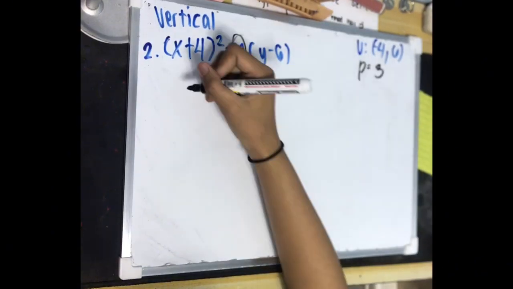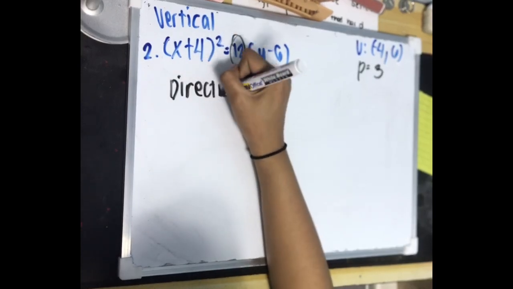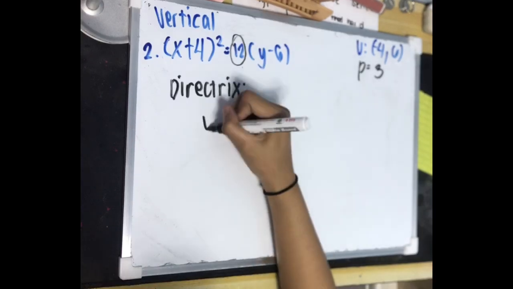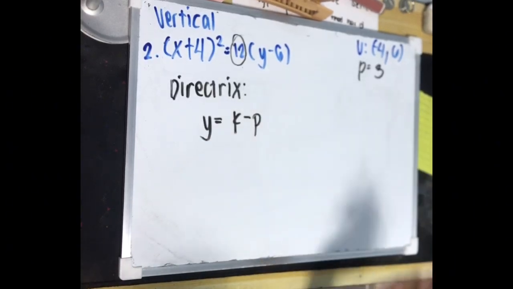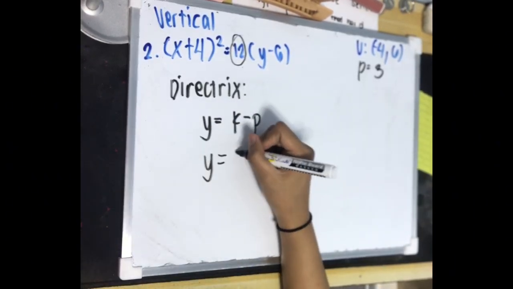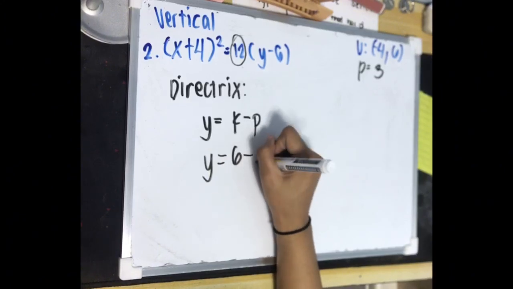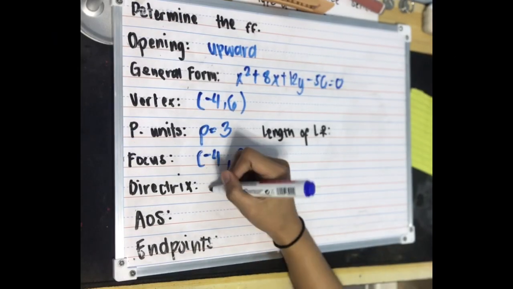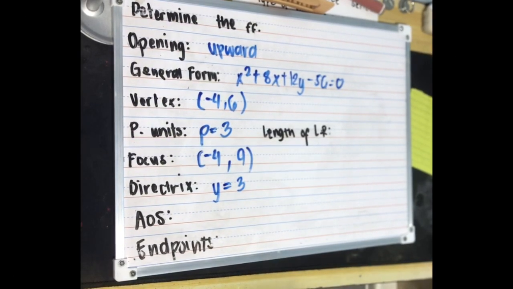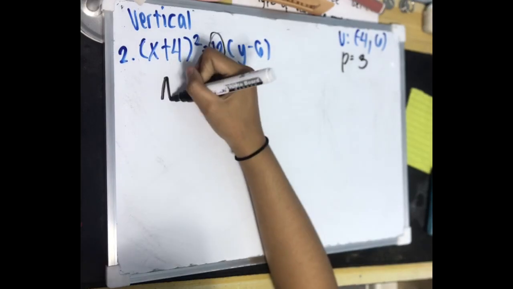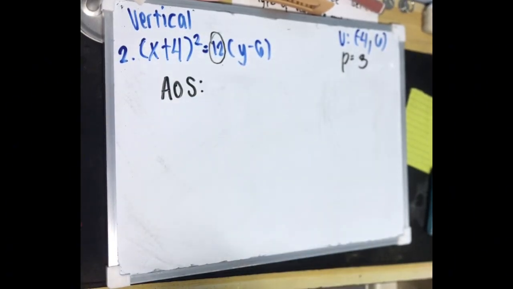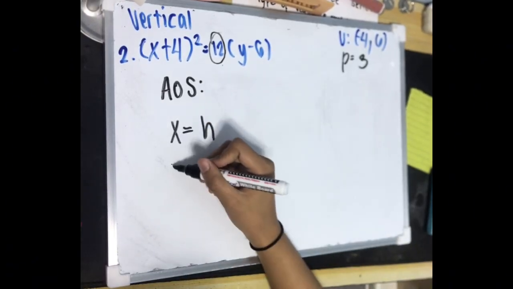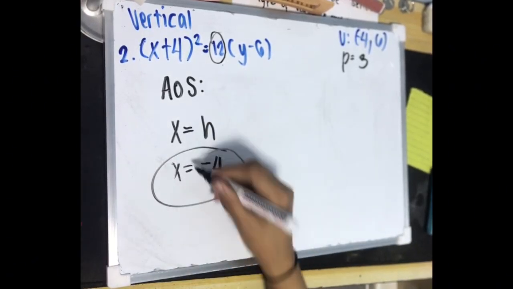To find the directrix of this equation, we have to use the formula y equals k minus p. Our k is 6 and our p is 3, so it will be 3. So, our directrix is y equals 3. To solve for the axis of symmetry, we will be using x equals h. Our h is negative 4, so this is our axis of symmetry.